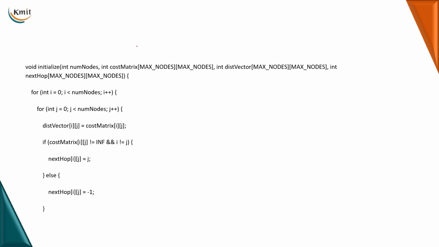You can see here we are doing initialization, where we have to take the input of the cost matrix. If it is infinity, then the next hop is infinity; if it is not infinity, the next hop information is the next node.